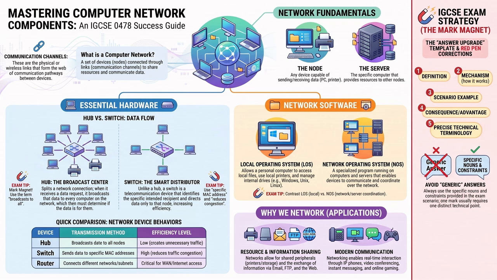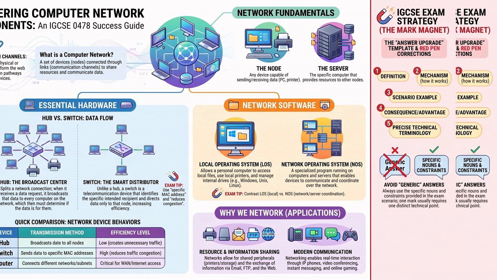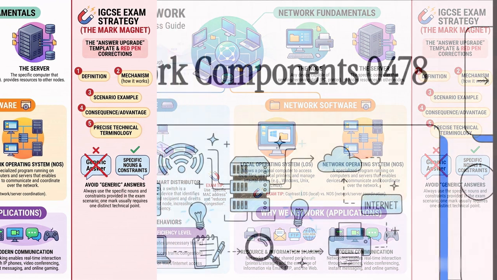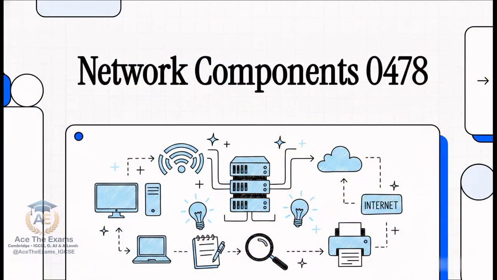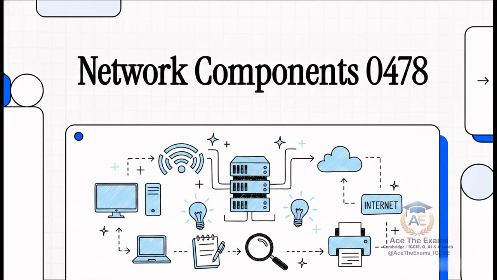Look, we're completely skipping the fluff today. If you've ever walked out of an exam feeling like your perfectly logical answers are somehow magically losing points in your Cambridge IGCSE computer science papers, well, you're in exactly the right place. In this explainer, we're going to extract the exact wording that literally pulls marks right from the examiner's pen. We like to call this the mark magnet strategy.